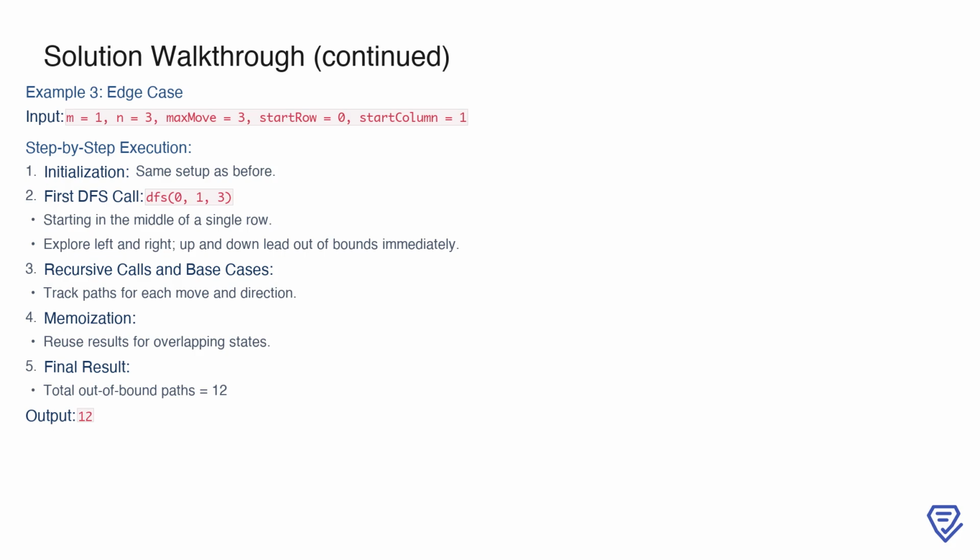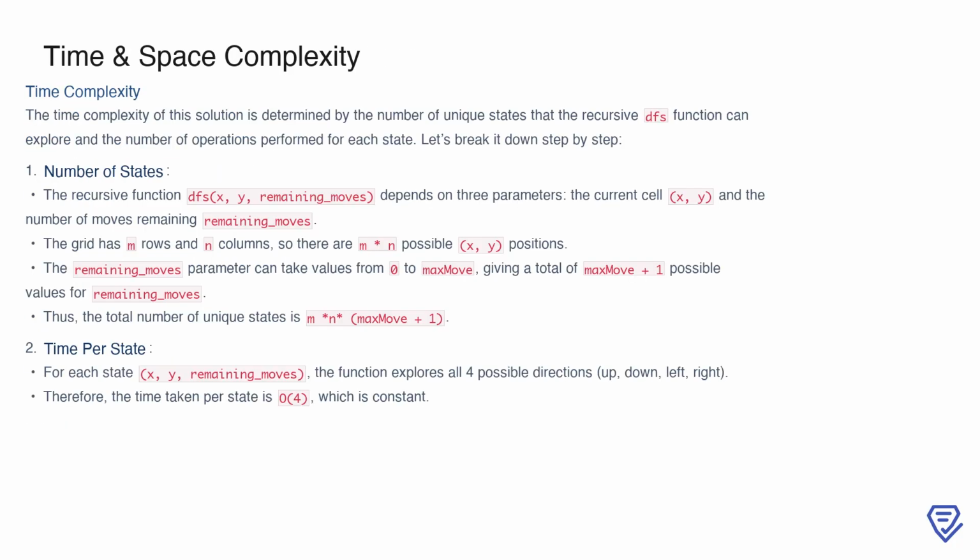Each recursive call tracks the paths for every move and direction, applying base cases when out of bounds or when no moves remain. Using memoization, we store results for recurring states, such as 0, 1, 2, to ensure efficiency. After completing the process, we calculate that the total number of paths leading out of bounds for this example is 12. To understand the time complexity of this solution, we need to analyze the number of unique states the recursive function can explore and the operations performed for each state.